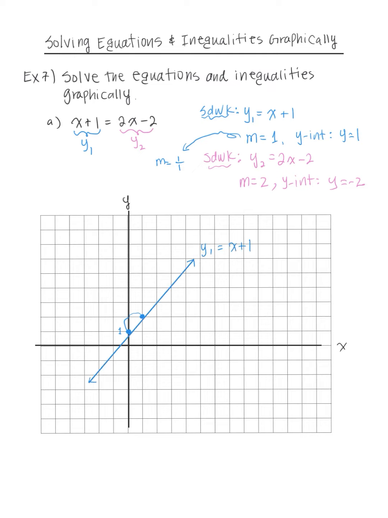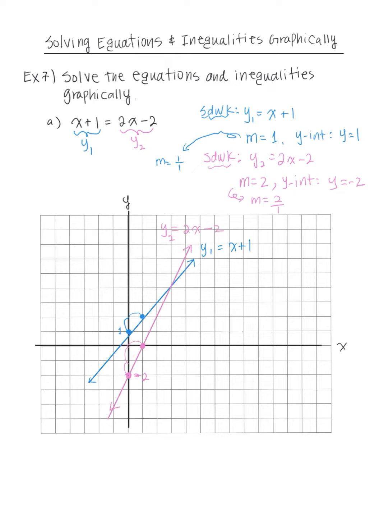Now let's graph y sub 2. So the y-intercept is negative 2. And then slope is 2, so that's the same thing as 2 over 1. So we're going to go 2 units up and then 1 unit to the right. Make yourself a dot, and then we're going to draw a line through these 2 points.